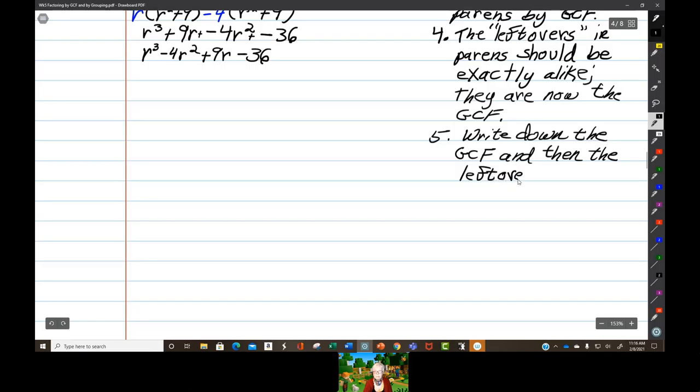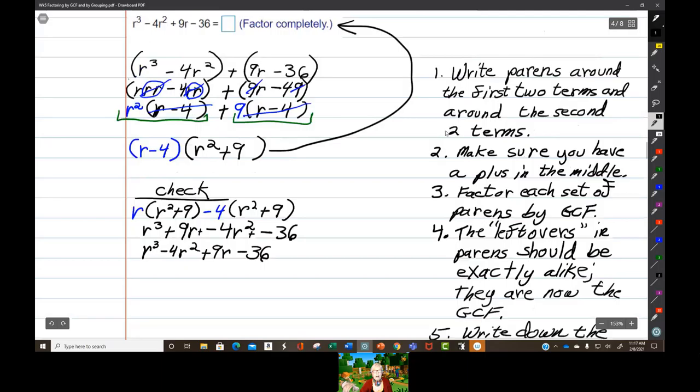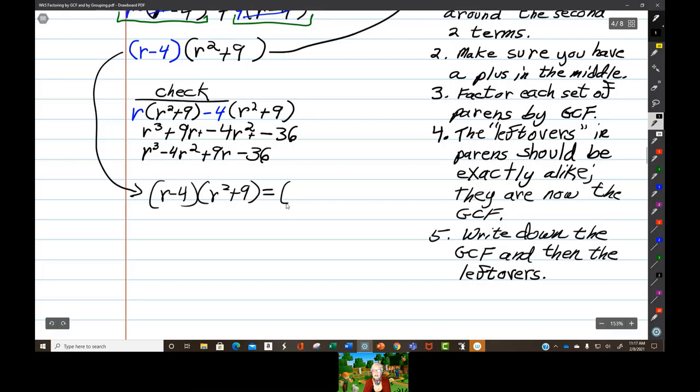Hi, so I noticed some of the problems, ones that match, and when it comes to the answer, they come first. And sometimes leftovers come first in terms of the answers. You know, it'd be leftovers, then the ones that match, or the ones that match, then the leftovers. Why is that? It's just the way it's taught. But let's look at this. If you write r minus 4 times r squared plus 9, that's exactly the same as r squared plus 9 times r minus 4. Order doesn't matter when you add or when you multiply.